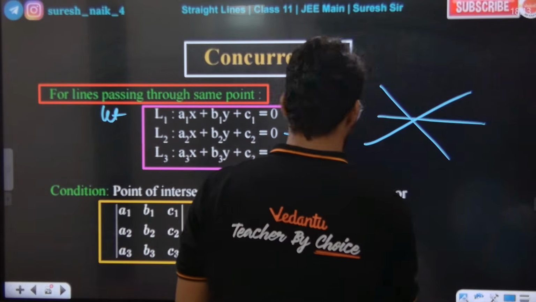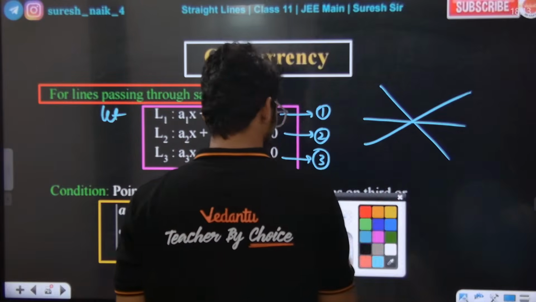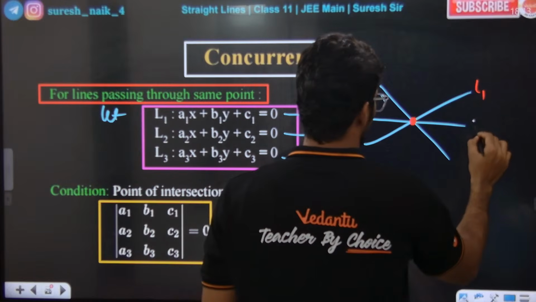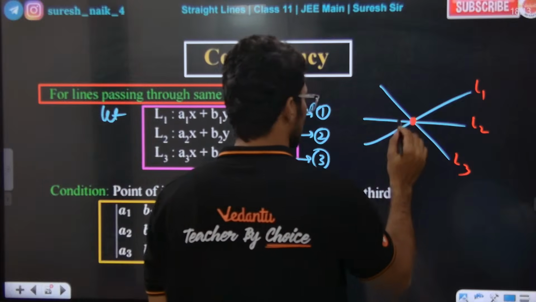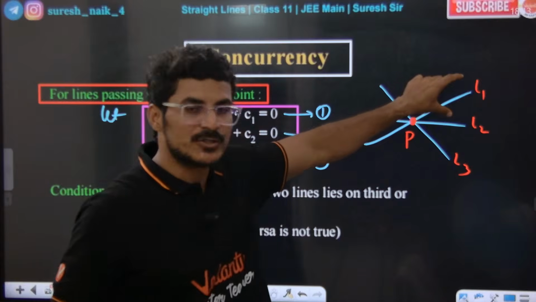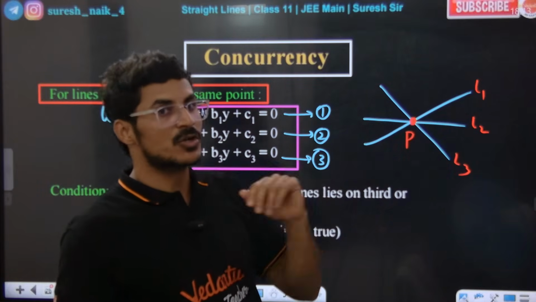This is how the lines will be. All the three lines are meeting at one point, L1, L2, L3. All of these three lines are meeting at one point. This is called P. Any two lines you solve, that P will be lying on the third line automatically. But vice versa is not true.